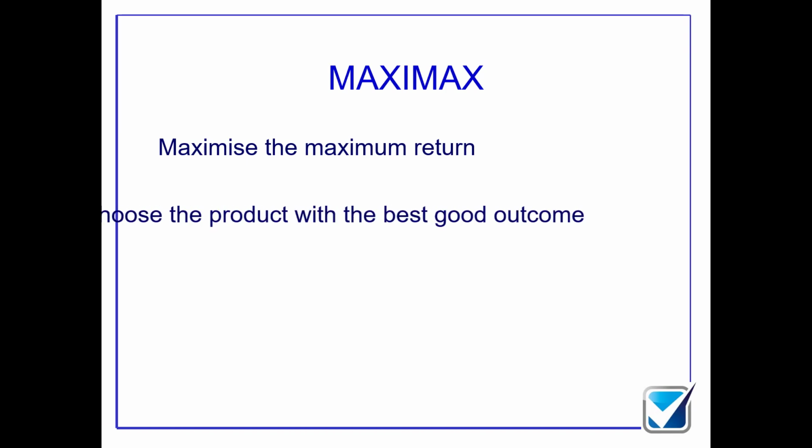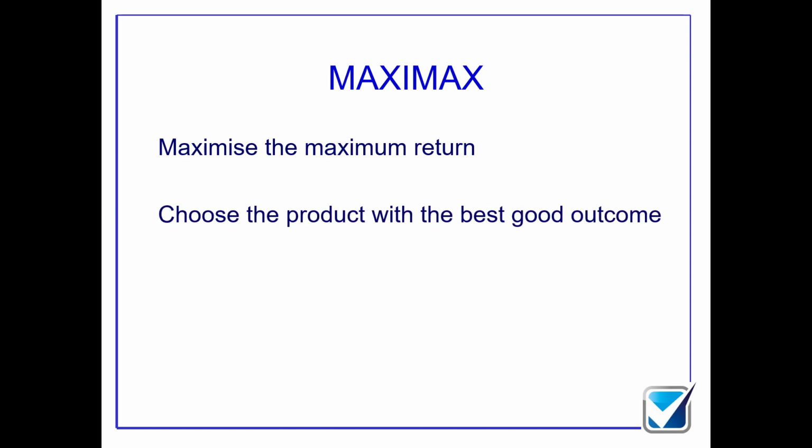The other side of this is maxi-max. With maxi-max, we maximize the maximum return. So we pick the option which gives me the best possible return. This is very much the optimist's view. Maxi-max thinks that the external factors are going to be fantastic. Let's go and have a go at the best thing we possibly can and maximize my overall profits. So maxi-min is the pessimist, maxi-max is the optimist.